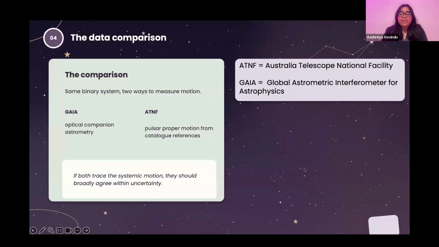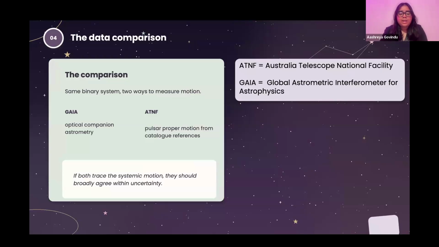So in order to get the data about both of these objects, I used the ATNF, which is the Australia Telescope National Facility, to get data on the pulsar, and then Gaia to get data on the companion star. Gaia is an ESA astrometry mission, and it actually makes measurements on various astronomical objects, not just these stars.